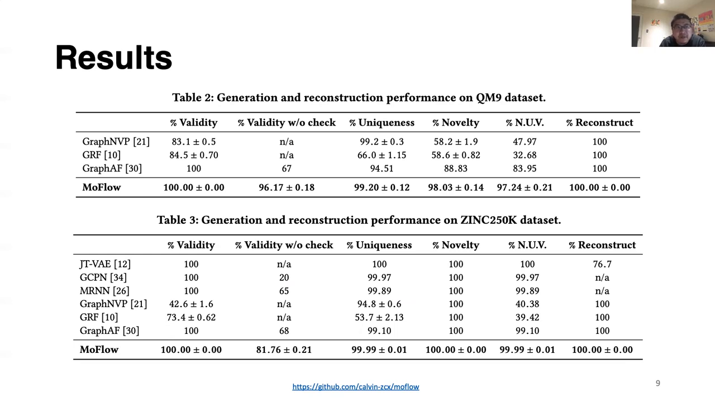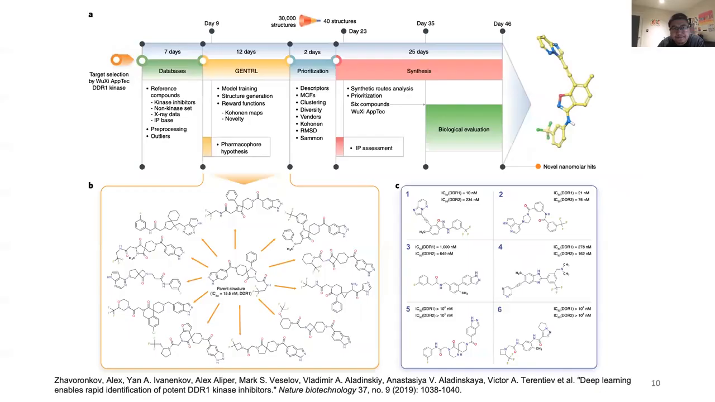From the table, we can see that our algorithm, which is the last row, the MoFlow method, can achieve much better results compared to a lot of the state-of-the-art approaches. This paper was published at last year's KDD, and you can play with the source code and data set based on the GitHub link I put here.